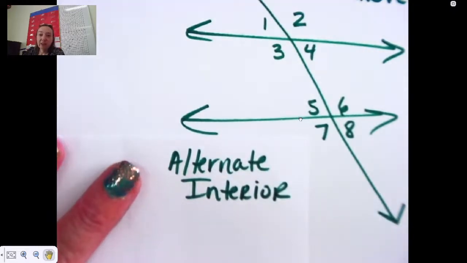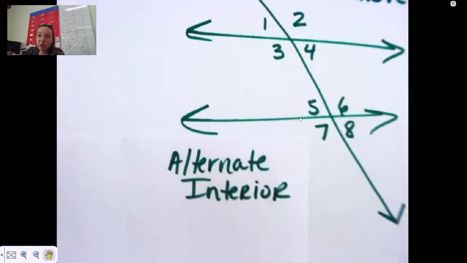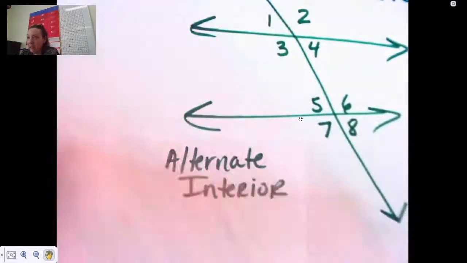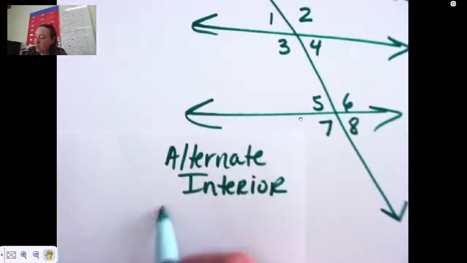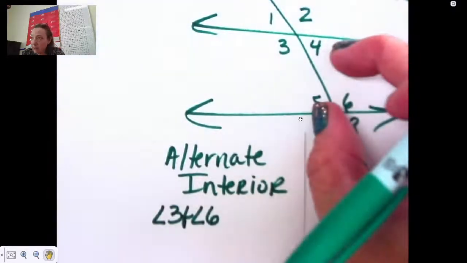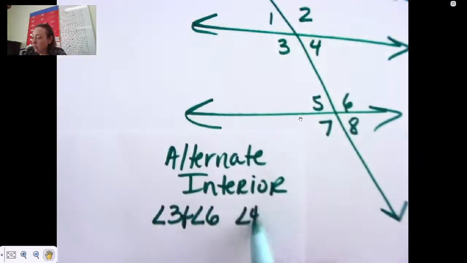Alternate interior. So they're on the inside of the two lines, but opposite sides of the transversal. What we got? 6 and 3. You'll see how 6 is on one side and 3 is on the other, but they're inside those lines. So angle 3 and angle 6. What else? 4 and 5. You'll see it? Angle 4 and angle 5. Y'all see how they're inside, but they're on opposite sides of the thing?